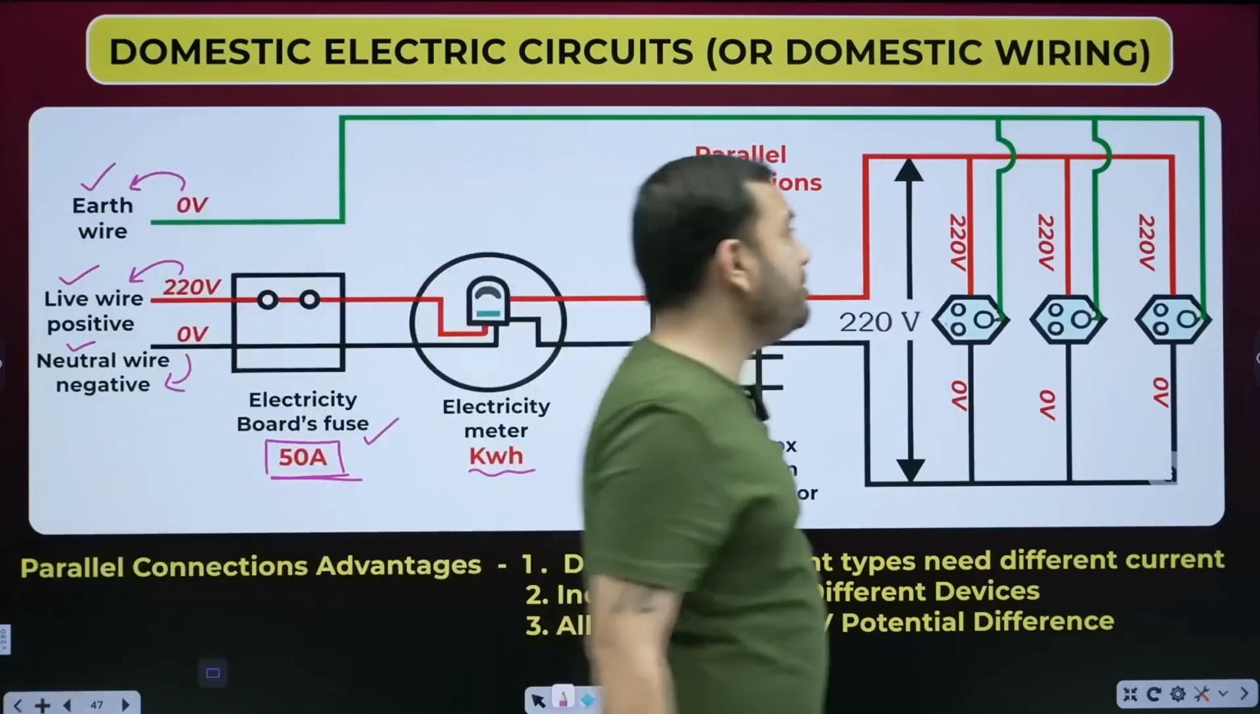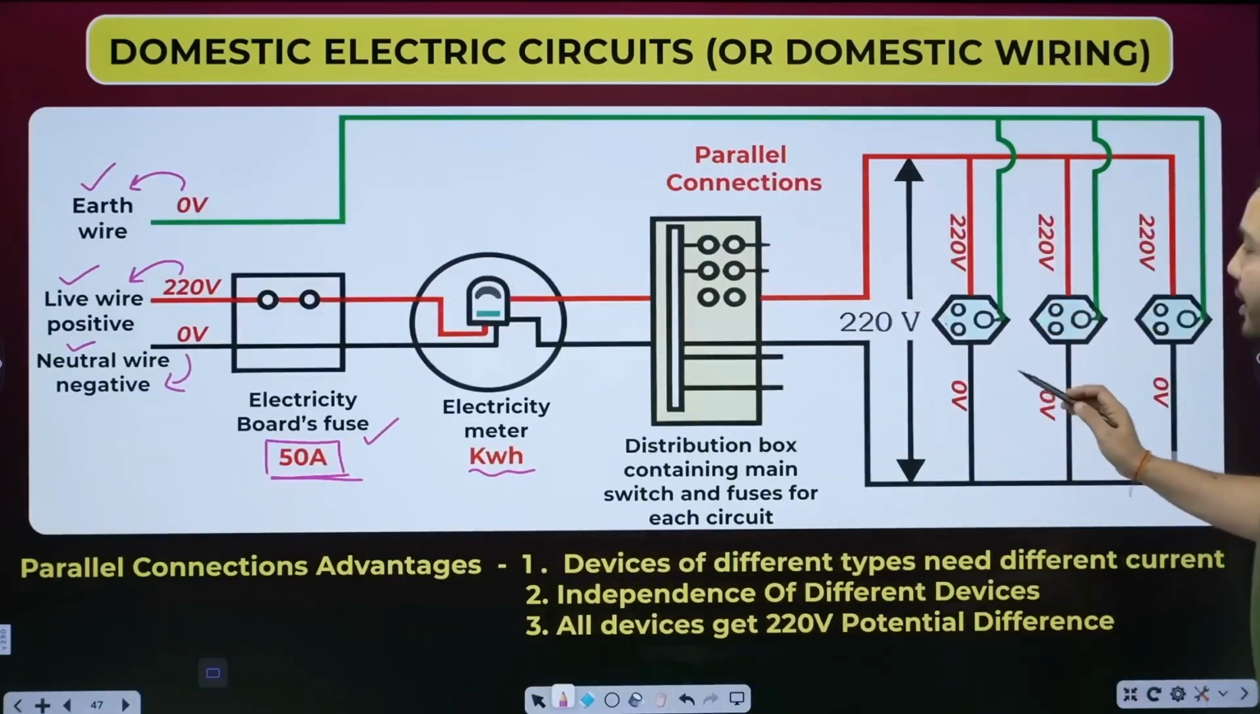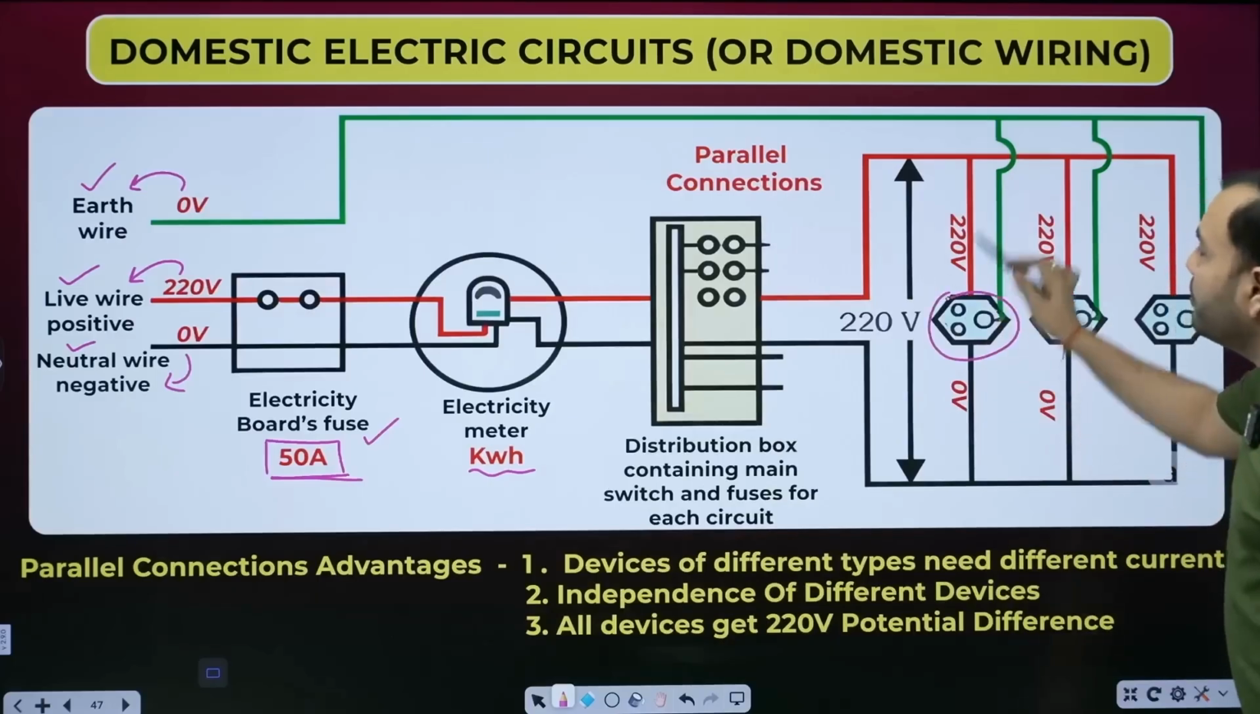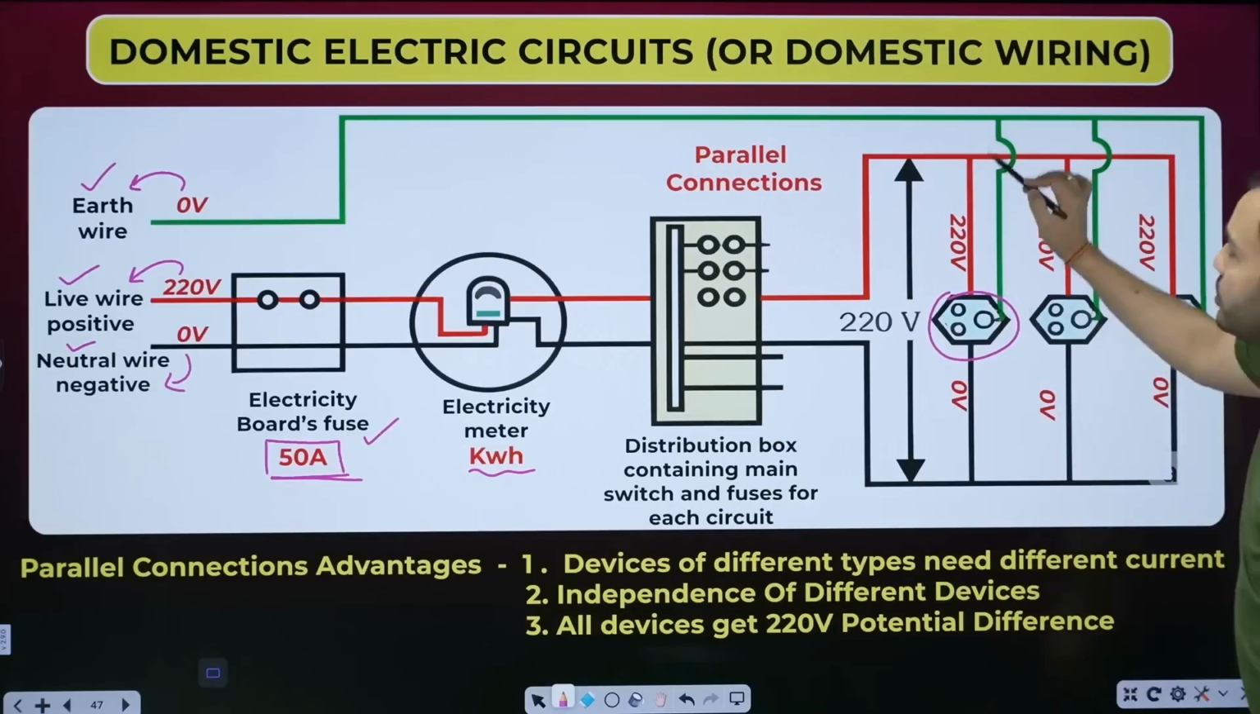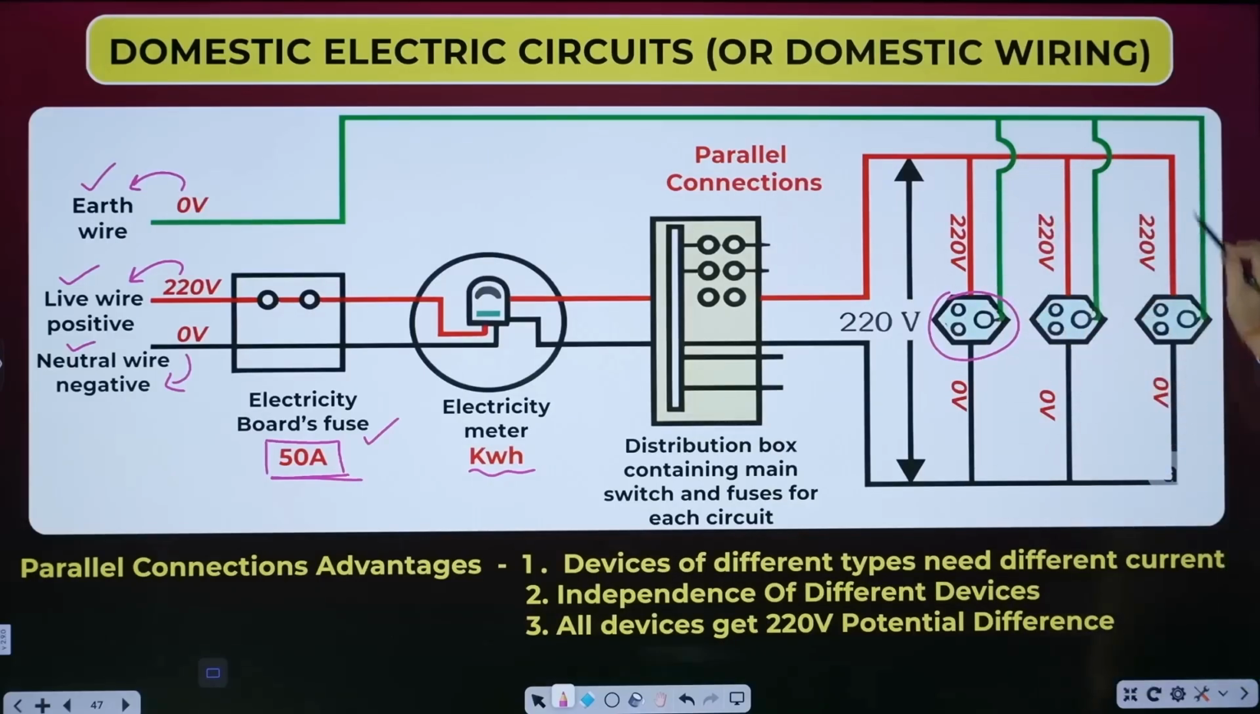How are all these wires going parallel to each other in each room of your house, in each socket? How are the wires coming in parallel? Say this has 220 volt, this is 220 volt, 1, 2, 3. Every socket of every room has 220 volt. It means they are connected in parallel.